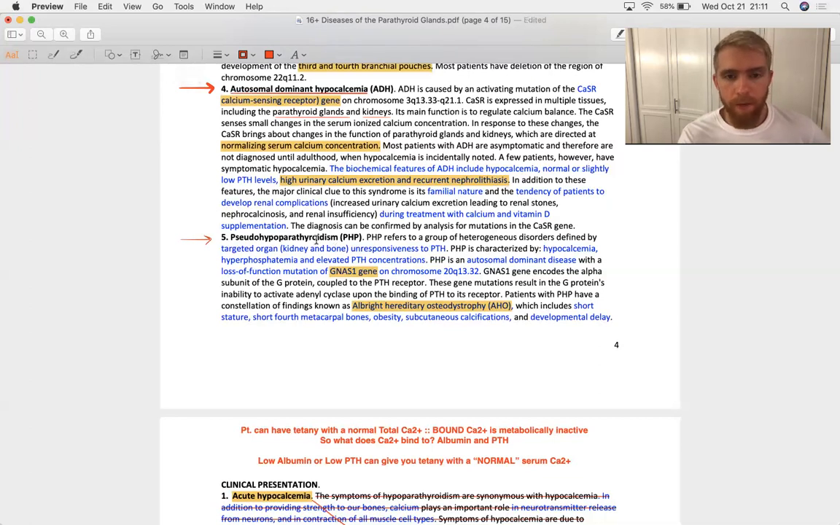Now, something of the same vein is going on in pseudohypoparathyroidism, but in this pathology, it's an end organ unresponsiveness to parathyroid hormone rather than to calcium.